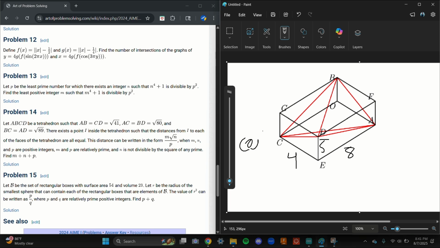So let's let C be 0, comma 0, comma 0. Okay, so if that's C, then point D, where's point D, right? So point D is going to be 4, comma 5, comma 0.